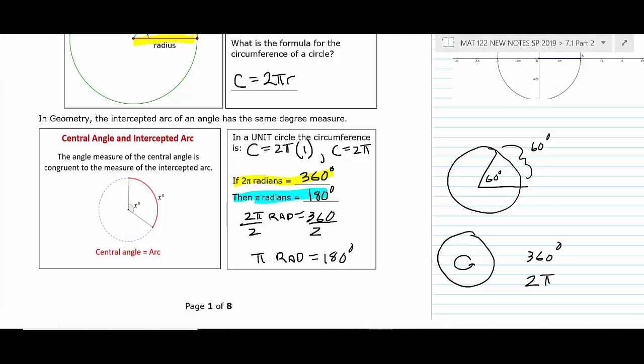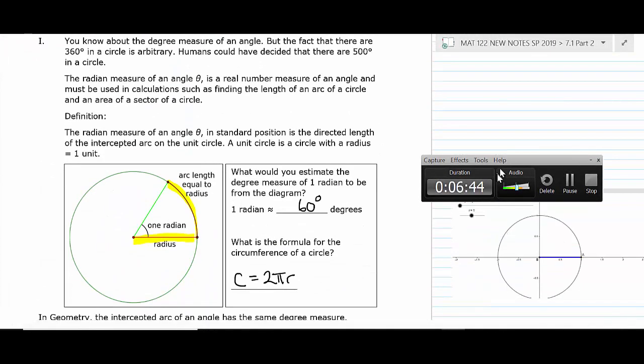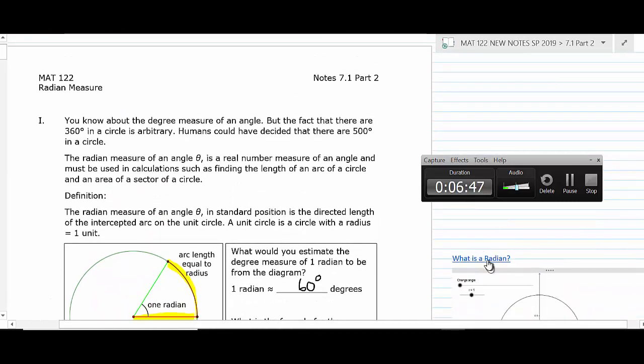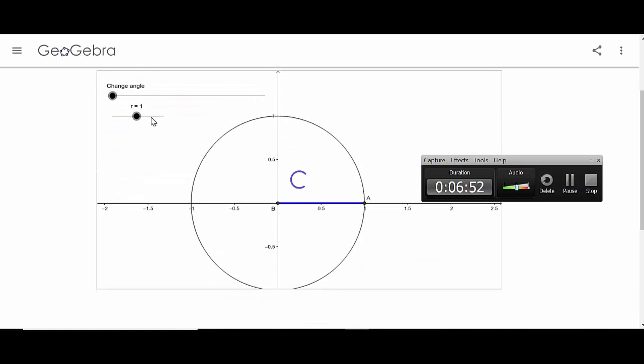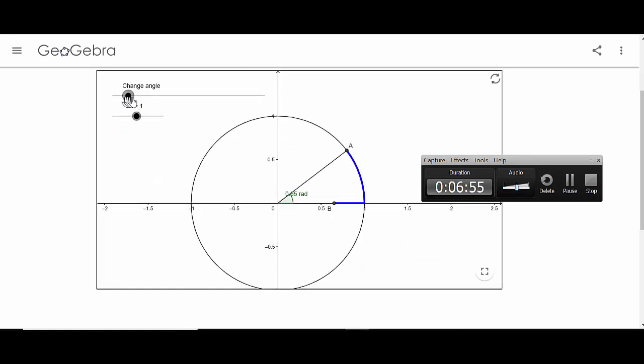Okay, so if I go back to this applet, I'm going to show you one more thing on this applet because this is a nice thing to be able to visualize. So going back to this, right now I'm at 3 radians, and you can see that I'm almost at 180 degrees. So if I go all the way to 180 degrees, then I'm at 3.14 radians, or pi. If I go all the way around the circle like this, then I'm at 2 pi radians.